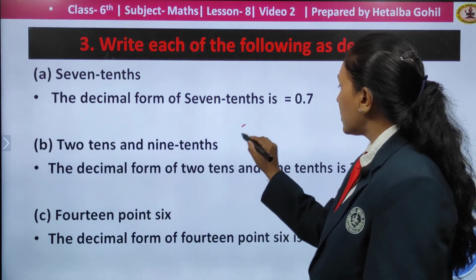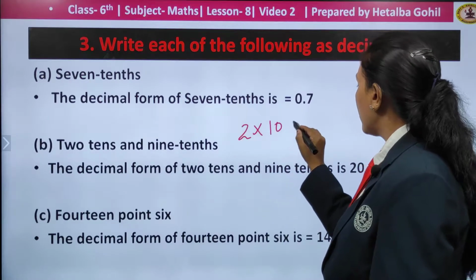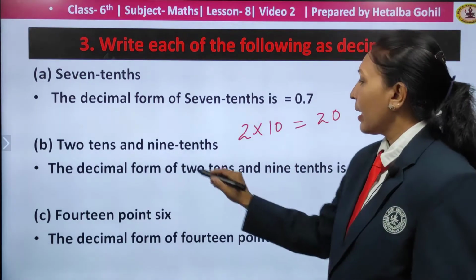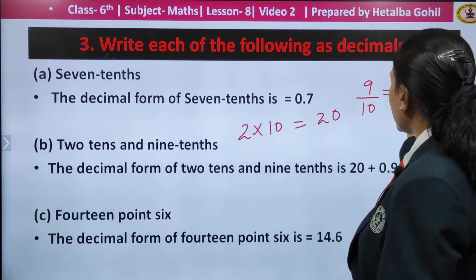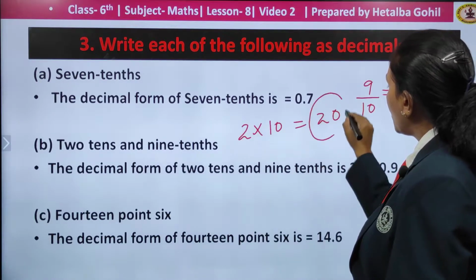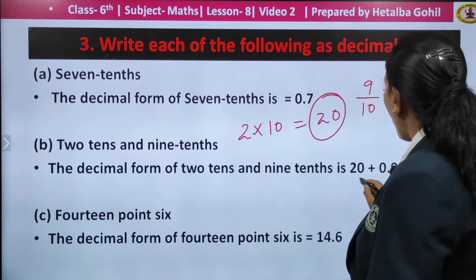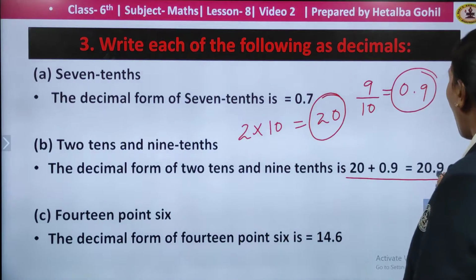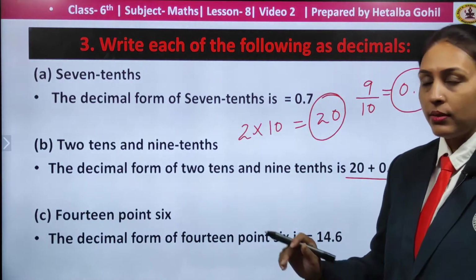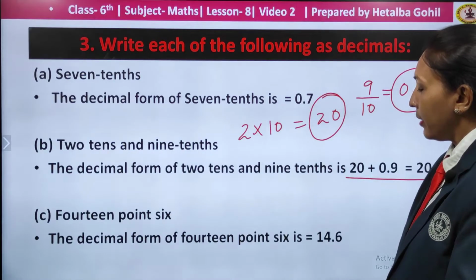Next we have 2 tens and 9 tenths. 2 tens, that is 2 into 10, children, we get 20. 9 tenths, that is 9 upon 10, we get 0.9. Now adding 20 plus 0.9, adding both together we get 20.9.